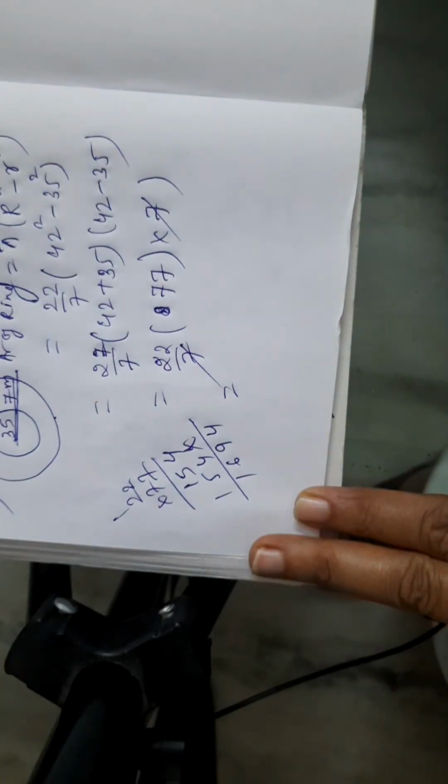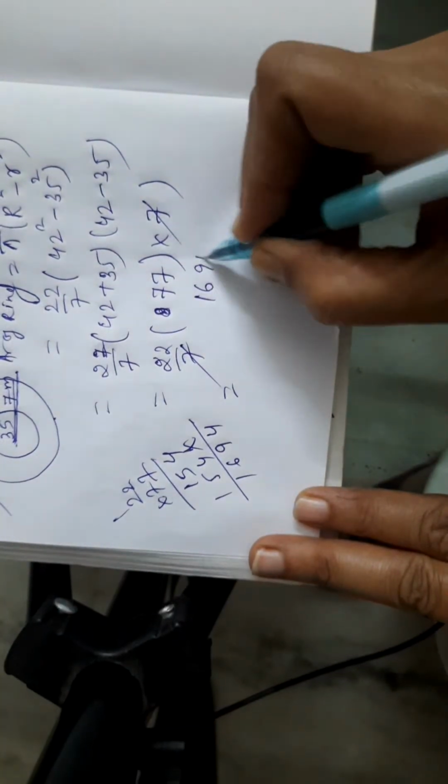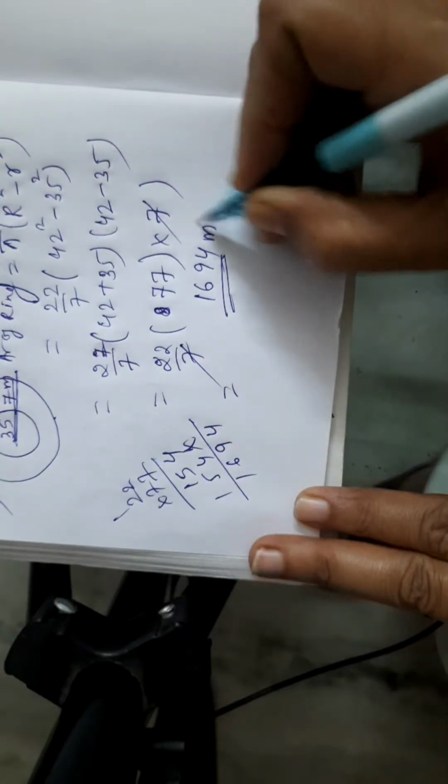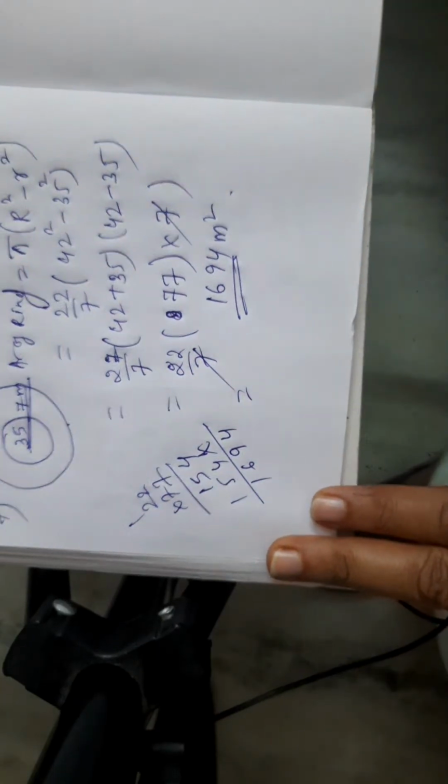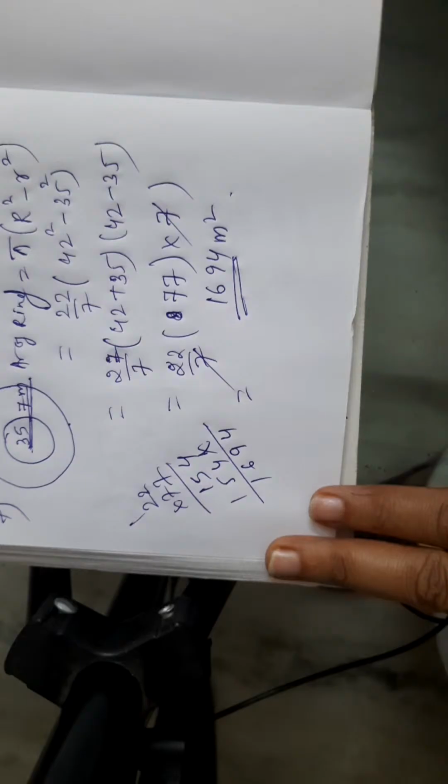So final answer is 1694 meter square. Is it clear? Should I move to next question?